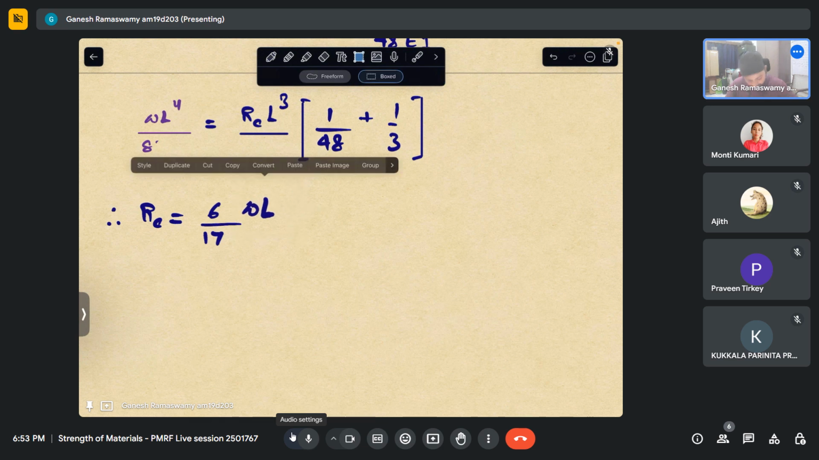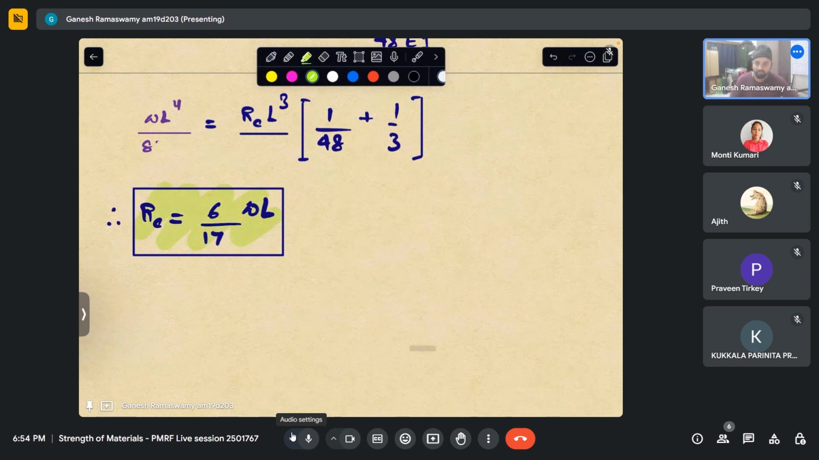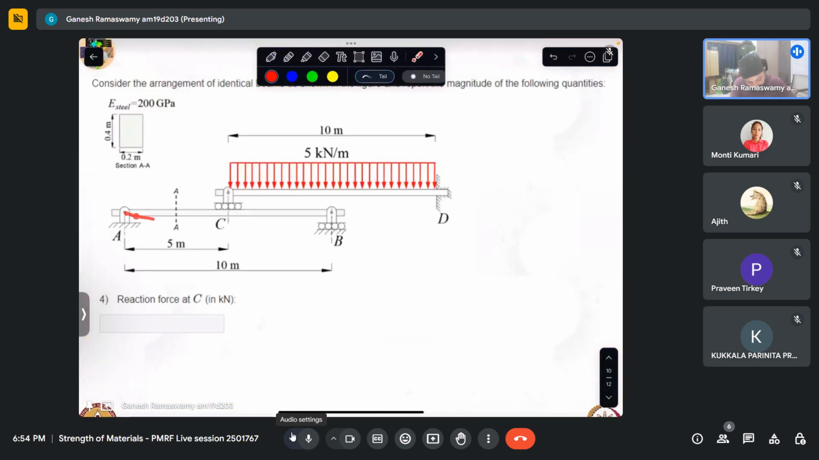6 by 17. All right. So this is the value of RC we have got. Now let us reflect a bit on that. So 6 by 17, that ratio is almost 0.323. This is nearly 0.323 WL approximately. This is for the case where we actually have this beam bending a bit.